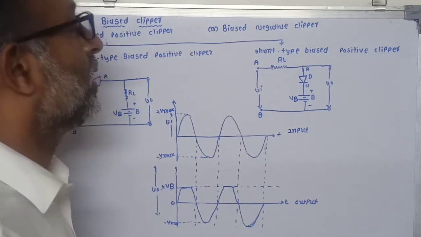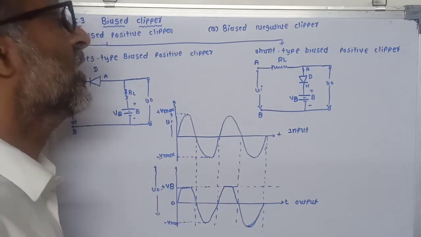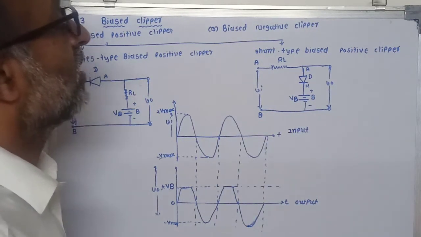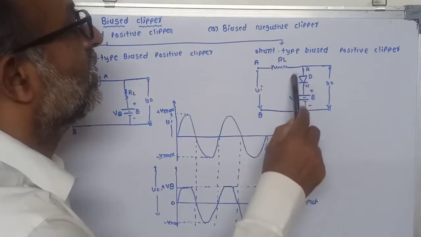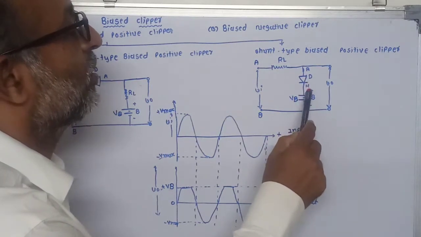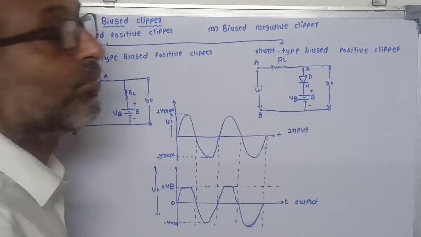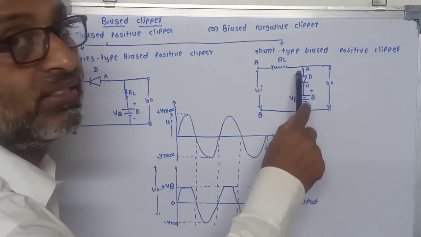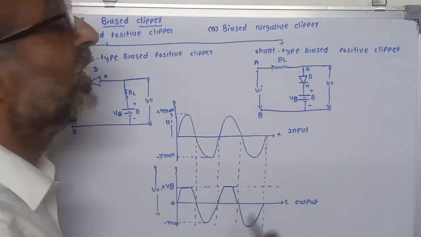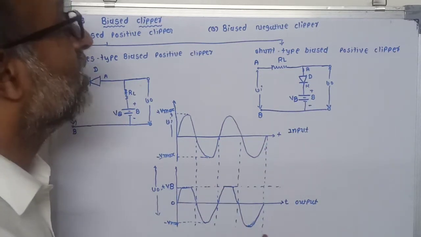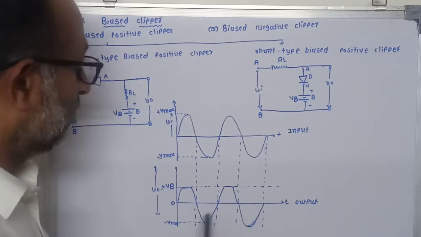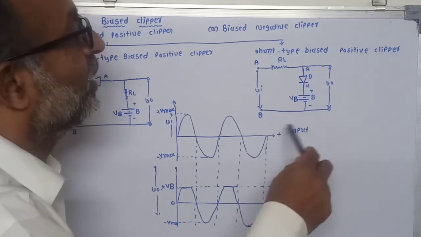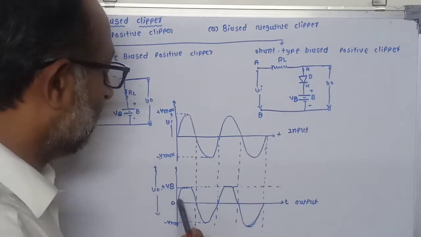Now during the positive half cycle, the value of the input voltage is less than the battery voltage VB. So in this case, the diode is in reverse bias because the potential of the cathode is higher than the potential available at the anode terminal. So there is no current passing through this diode. As a result, your input signal is reflected or appears at the output. So you will get output.